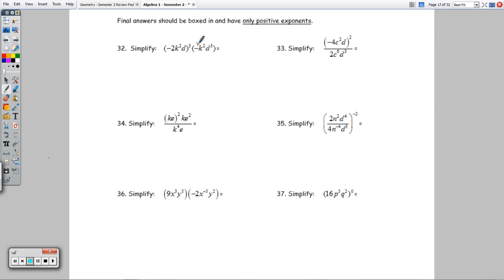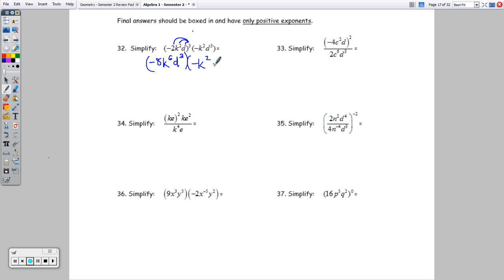Let's take a look at 32 now. We're going to deal with a bunch of exponents. We're going to box in our answers, as we always should be doing, and then have only positive exponents. So when you have something with a power raised to a power, we're going to think about distributing that power through. So negative 2 cubed would be negative 8. K squared cubed, we'd multiply those two numbers. 2 times 3 would be 6, and then d, this is like d to the first, so 1 times 3 is 3. So that would be what I'd have for the first one.